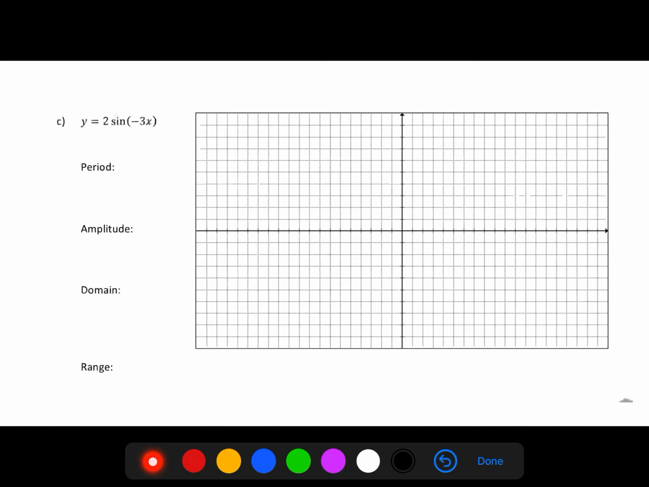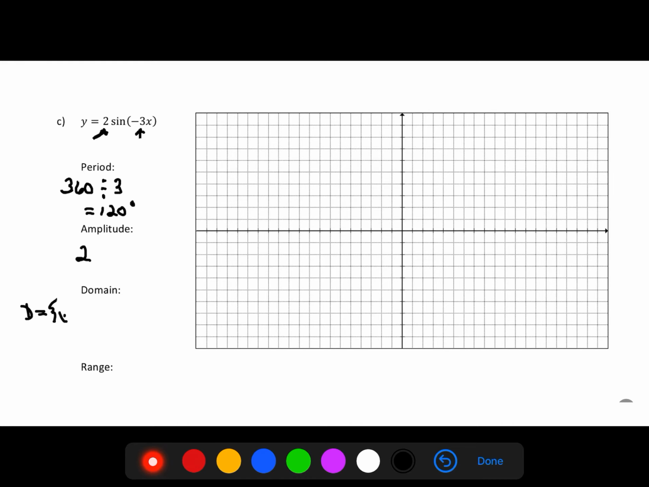Okay, and part C, here we are graphing y equals 2 sine -3x. So again, thinking closely about what we have here, our period is affected by that value in here. So, and let's go degrees this time. So 360 divided by 3, because this is going to be a horizontal compression by a factor of 3. So our period's going to be 120 degrees.